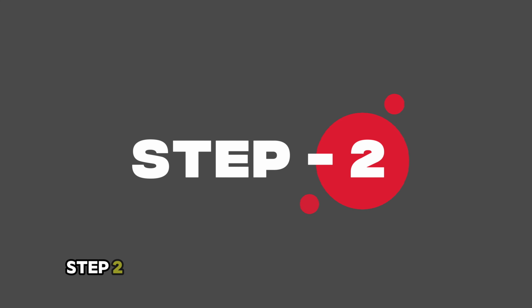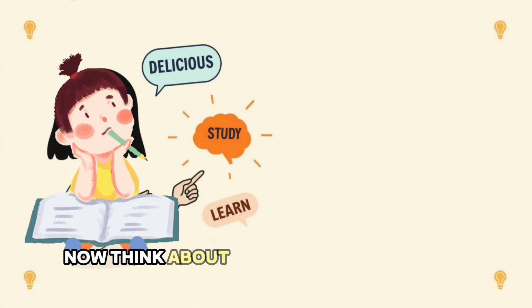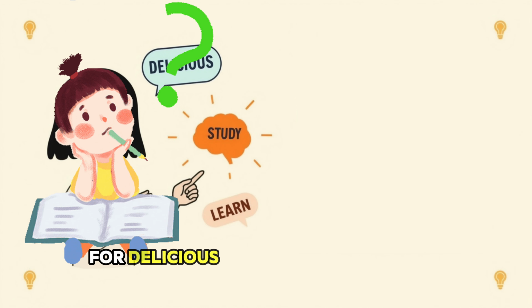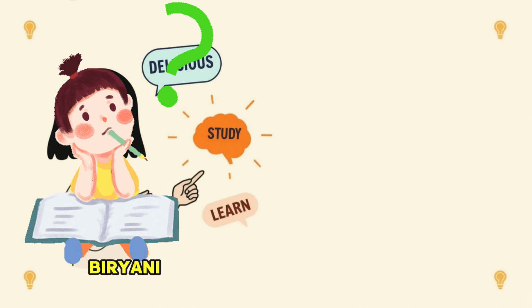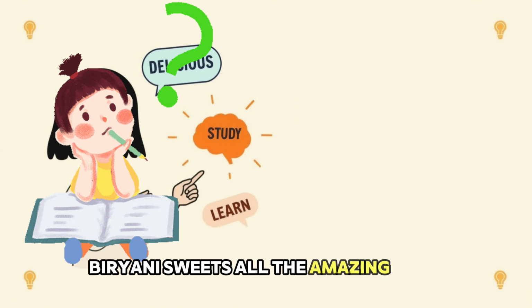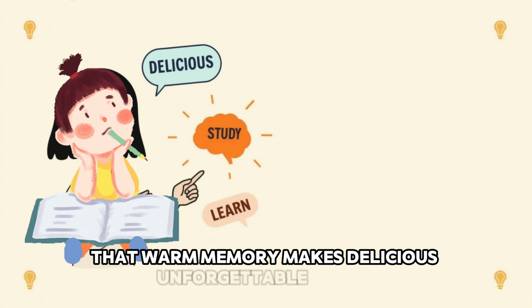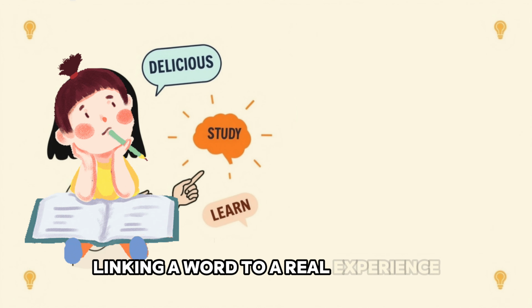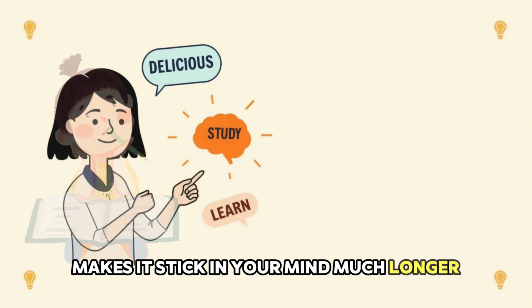Step 2. Think about a personal experience. Now, think about a memory connected to that word. For delicious, I remember Eid with my family. Biryani, sweets, all the amazing food. That warm memory makes delicious unforgettable for me. Linking a word to a real experience makes it stick in your mind much longer.